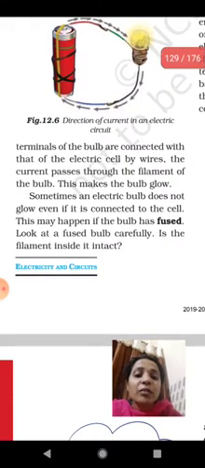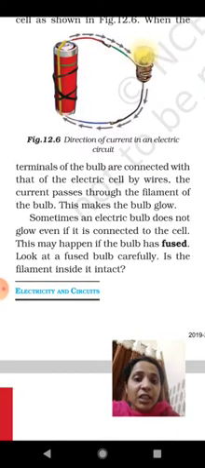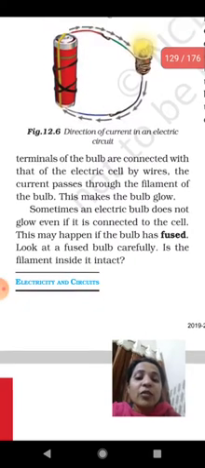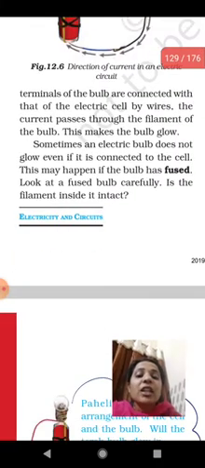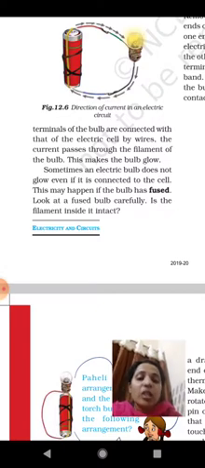Sometimes an electric bulb does not glow even if it is connected to the cell. What they are telling, that even if it is connected with the cell, the bulb will not glow. Why will it not glow? Because the bulb is fused. This may happen if the bulb has fused. Look at the fused bulb carefully. Is the filament inside intact? See what they are telling, is the filament inside the bulb cracked or damaged or whatever.